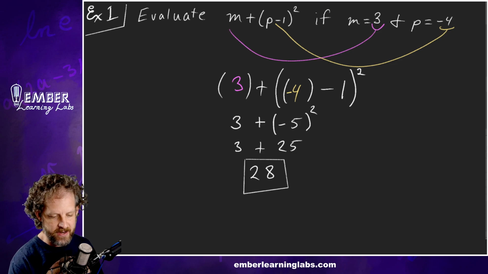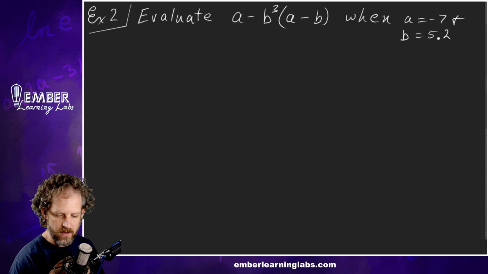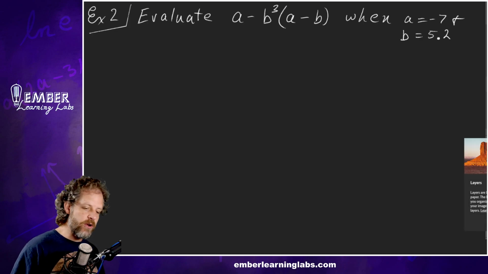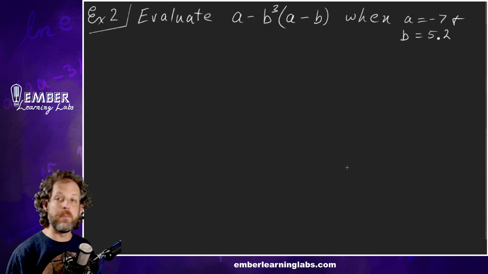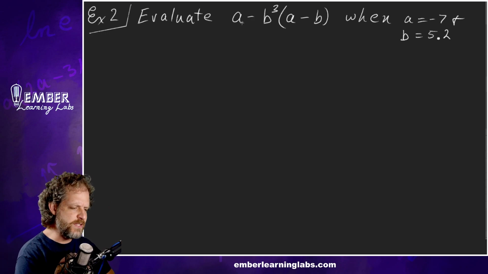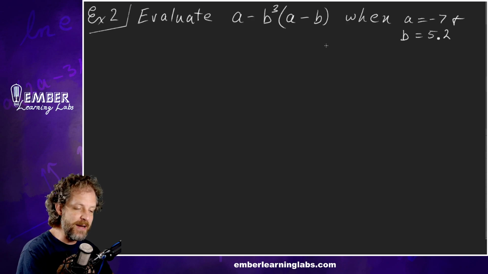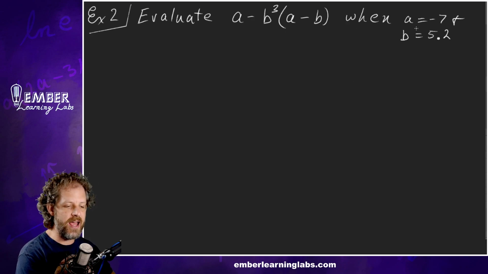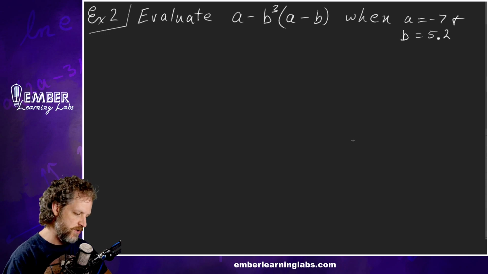Let's look at another one. Okay. There we are. So we're going to do another problem that's similar, but that has some things that are a little bit different in it. All right, so we have evaluate a minus b cubed times the quantity a minus b when a equals negative 7 and b equals 5.2.